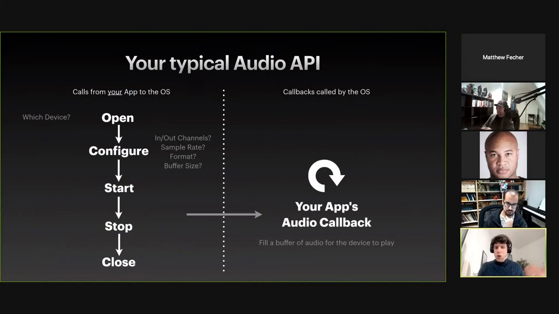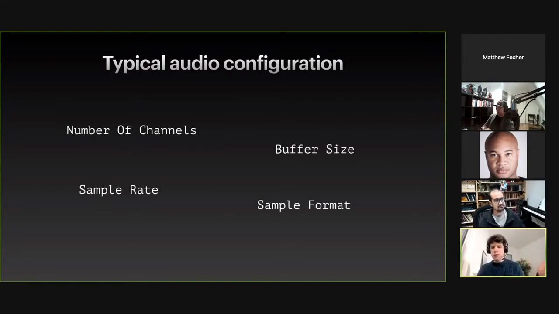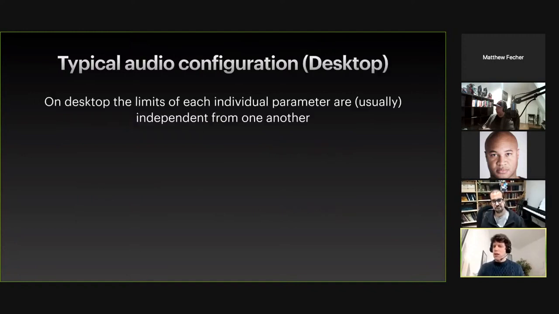Okay, so that was the open stage. Now let's talk about this configuration stage. Now, typical audio configuration, you set how many channels you want, the buffer size, the sample format, the sample rate. And on desktop, really, all of these parameters are usually completely independent from each other.